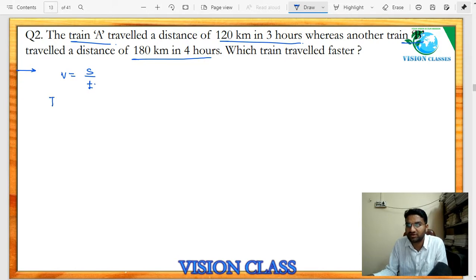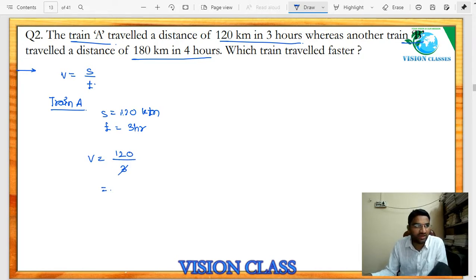So for train A, the distance is 120 kilometer and the time is given as 3 hour. So v is equal to 120 over 3. 3 fours are 12, so it's 40 kilometer per hour. 40 kilometer per hour is the speed of the first train.